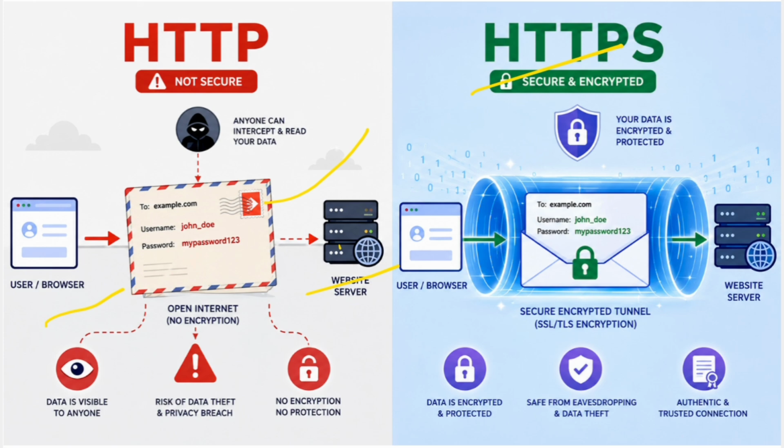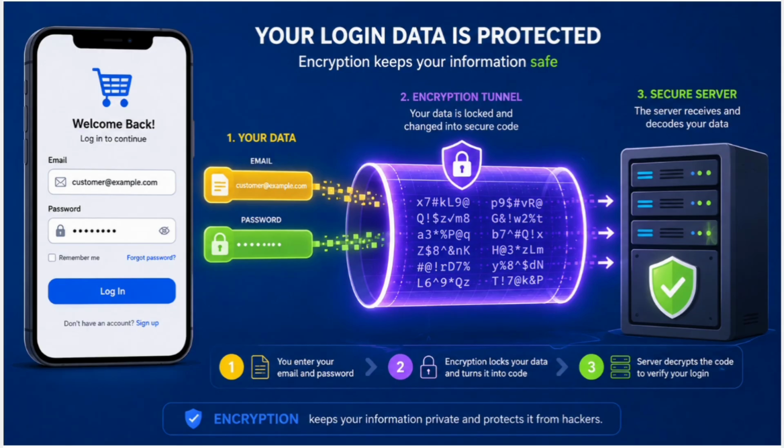Now look at the right side. We have HTTPS. HTTPS means the data is sent through a secure encrypted connection. Instead of an open postcard, the information is placed inside a locked envelope. The data still travels from your browser to the website, but it is protected throughout the journey. The simple difference is HTTP sends data openly, but HTTPS sends it through a secure, encrypted connection.